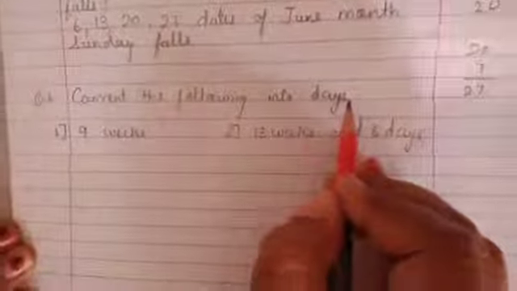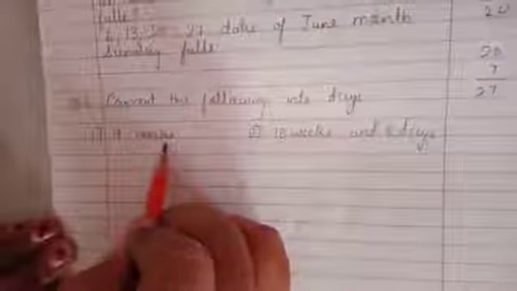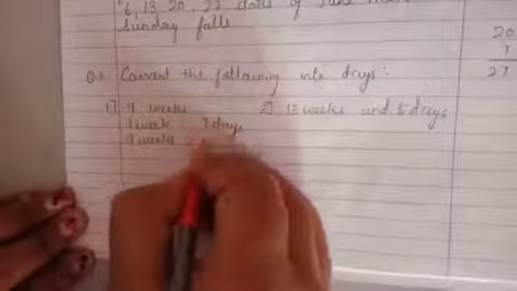Now question number 6, convert the following into days. Number 1, 9 weeks. So first, 9 weeks is given. This we have to convert into days. So 1 week equals how many days? 7 days. Okay, so in the question we have 9 weeks. So what do we have to do? We will multiply 9 by 7. 9 7s are 63 days. So in 9 weeks, how many days are there? 63 days.